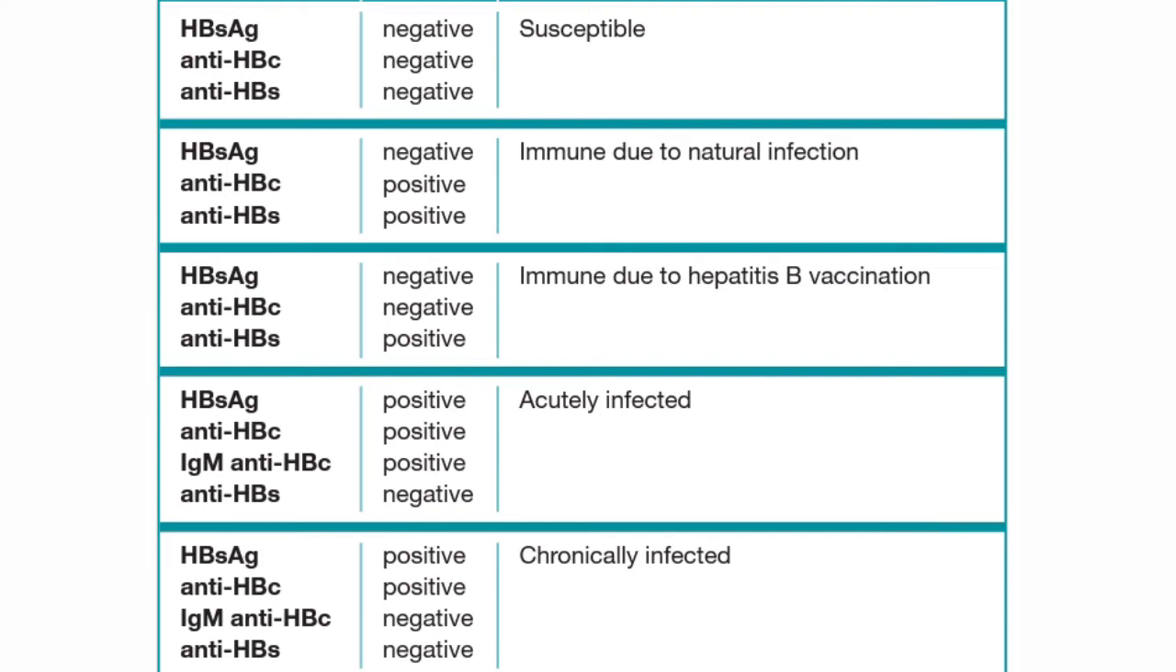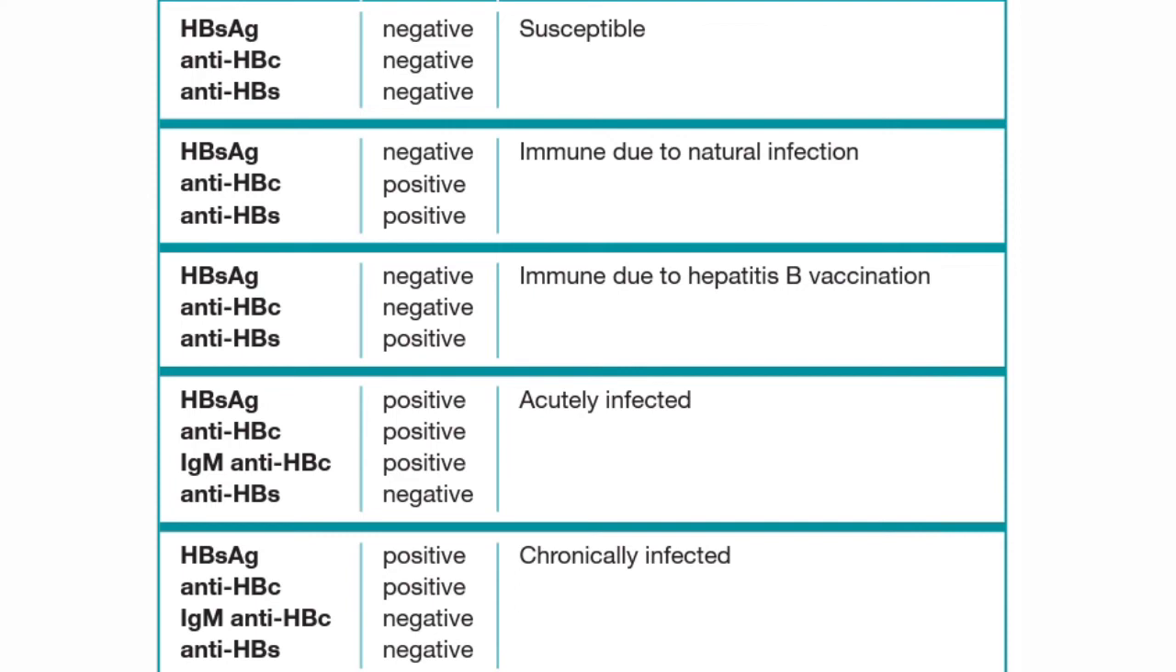Now, if the patient has been vaccinated, then only one thing will be positive, that is the anti-hepatitis B surface antibody. As the patient has not been exposed to the virus, there will be no exposure to the core antigen, so anti-core antibodies will also not be present. So only surface antibodies will be present. In the acutely infected, as I have already told, the important differentiating thing is that the core antibody will be of IgM type. The rest of the things are: surface antigen will be positive, anti-HBs will be negative, and anti-HBc total will be positive.